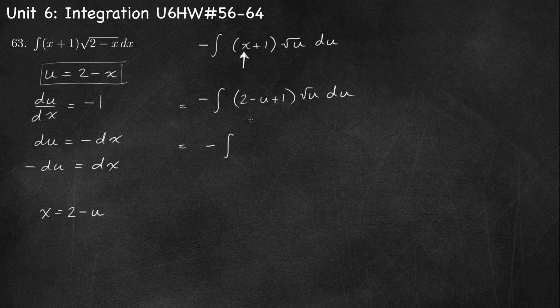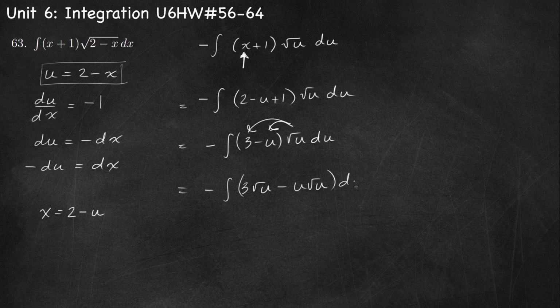So 2 plus 1 is 3, so 3 minus u times the square root of u times du, and then we want to distribute the square root of u there. So negative integral 3 root u minus u root u times du. And if we rewrite using fractional exponents or rational exponents, then we can use our power rule. So 3 times u to the 1/2 minus u to the 3/2 times du.